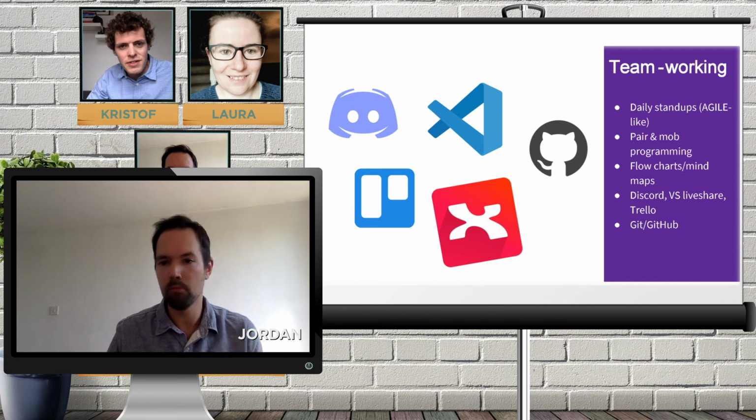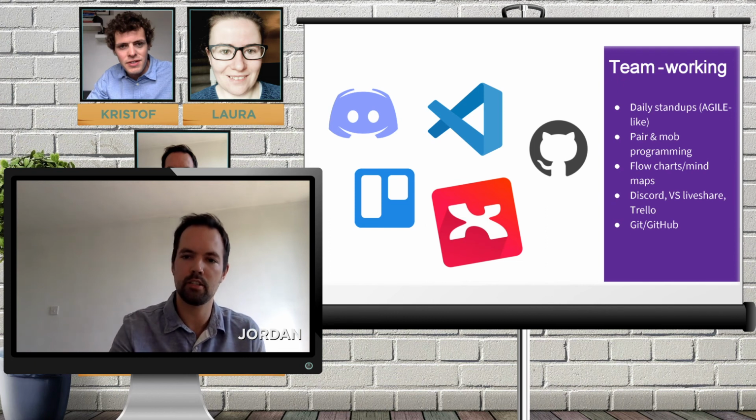We did a lot of pair and mob programming using Discord and VS Code Live Share together. We also used Git for version control, which worked really well. And in the initial planning stage of the project, we used Xmind for flow charts and mind maps as well. Overall, the team worked really well together. So now I'll pass you on to Lee, who's going to finish up and give a roundup.